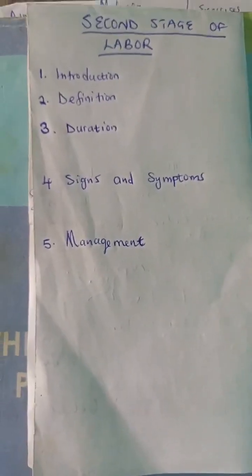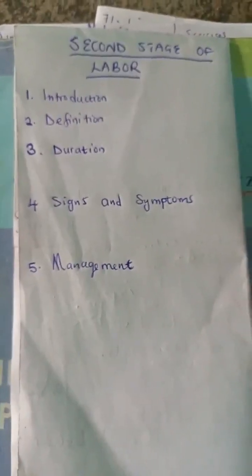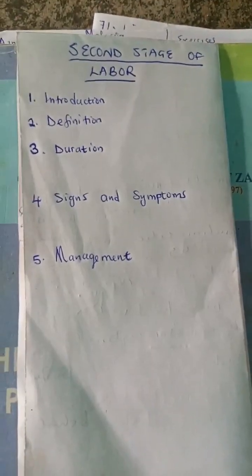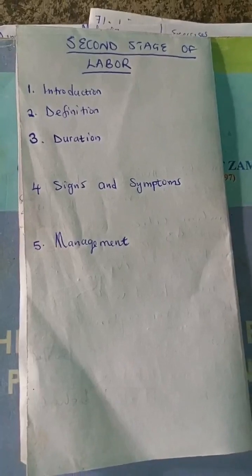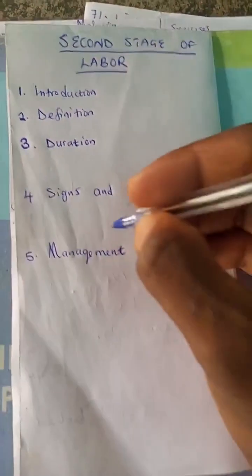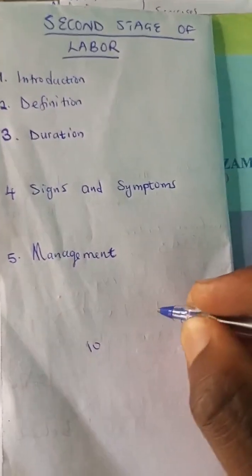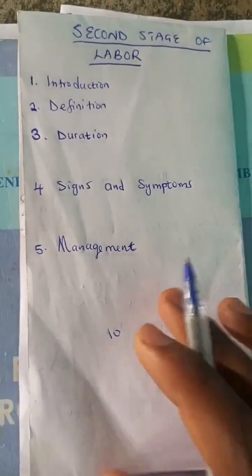What of the second stage of labor? The second stage of labor is from full dilatation of the cervix, which is 10 centimeters, until the baby has been delivered. So from 10 centimeters until the baby has been delivered. So that's the second stage of labor.